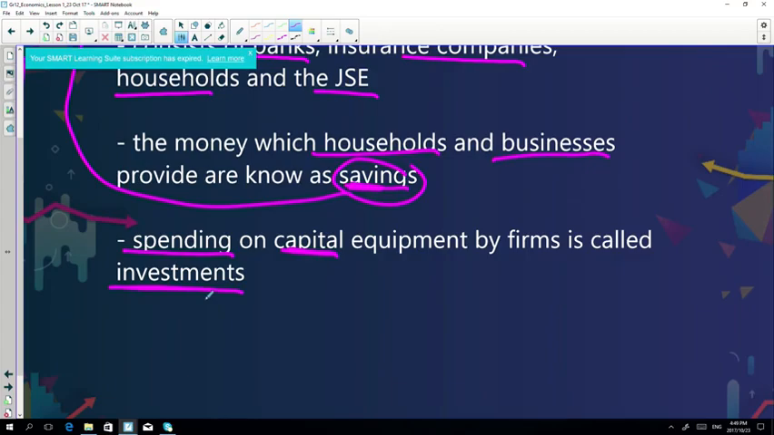So we call that an investment. So when you buy an asset that can be used in the business in order to grow, to generate income, that is regarded as investment. So you're not just buying the item because you like the item. You're buying the item because you know that the item will help you to generate income.